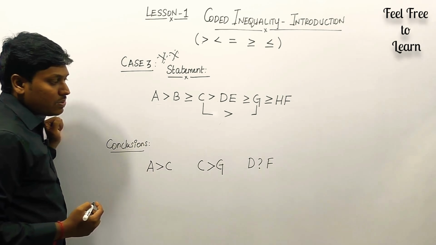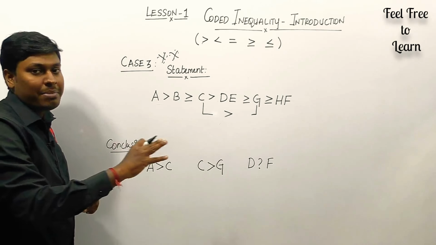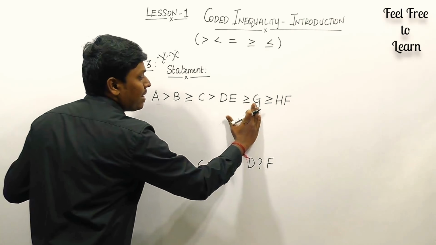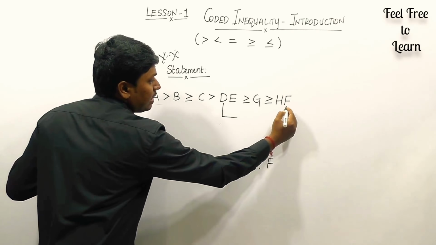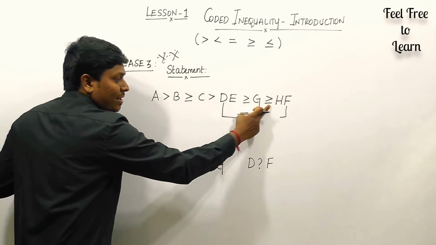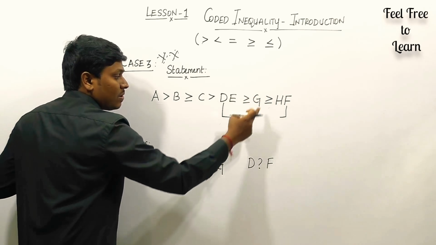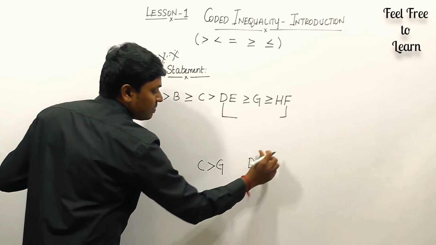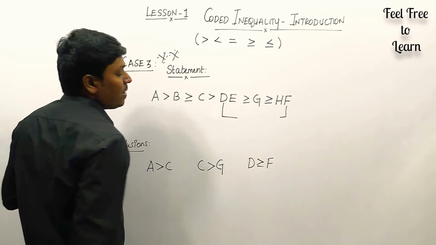And the last conclusion is D question mark F. We need to compare D and F, right? So while comparing D and F, we have two symbols, greater than or equal to. Greater than is also common, equal to is also common. So finally, D greater than or equal to F is true.